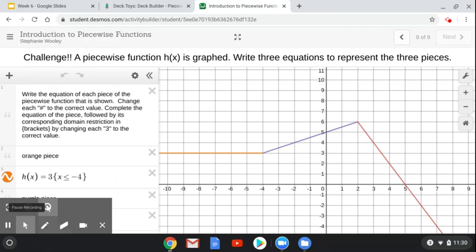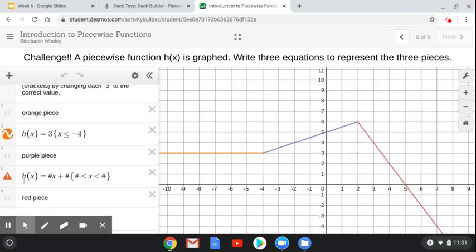The last slide is a challenge, and it says a piecewise function, h of x is graphed. Write 3 equations that represent the 3 pieces. The directions say write an equation for each piece of the piecewise function that is shown. Change each number symbol to the correct value. Complete the equation of the piece, followed by its corresponding domain restriction in brackets by changing each 3 to the correct value.